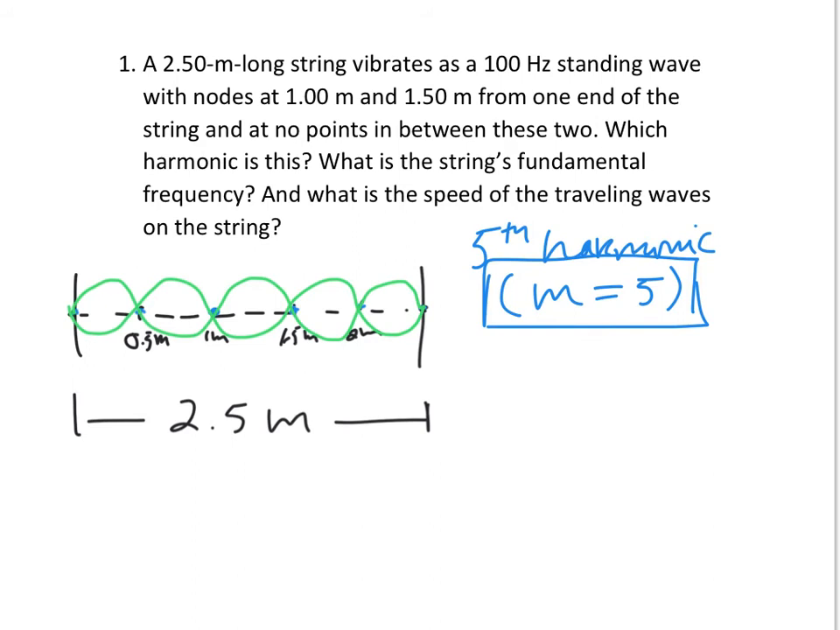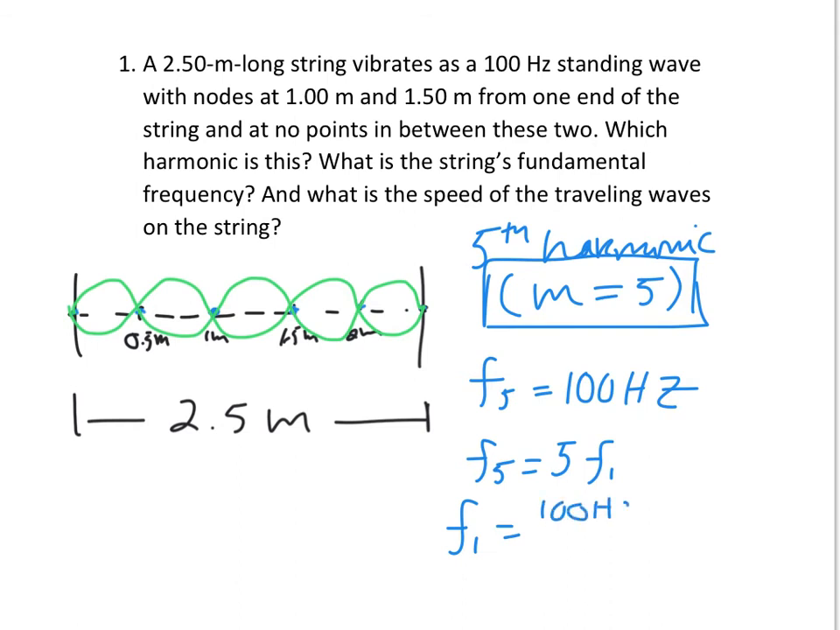Next question is asking for the string's fundamental frequency. So with m equals 5, with the 5 antinodes, we know that the frequency for the fifth harmonic equals 100 hertz. We also know that the frequency for the fifth harmonic is going to equal 5 times the fundamental frequency. So the fundamental frequency is just equal to 100 hertz divided by 5, or 20 hertz.